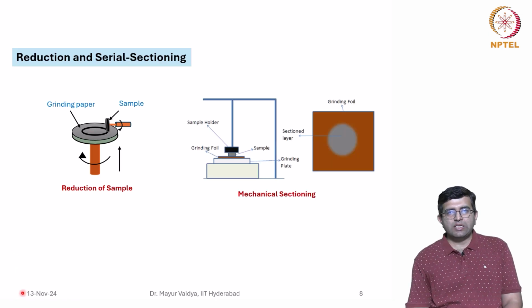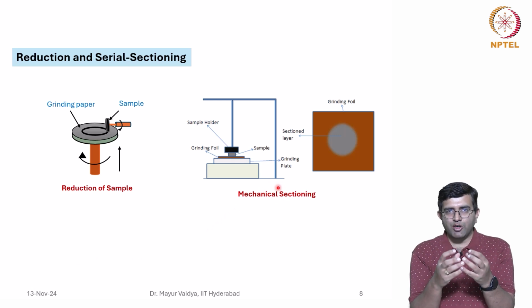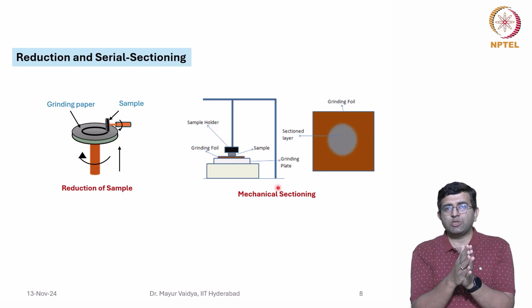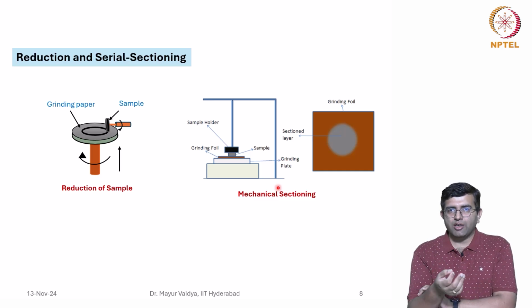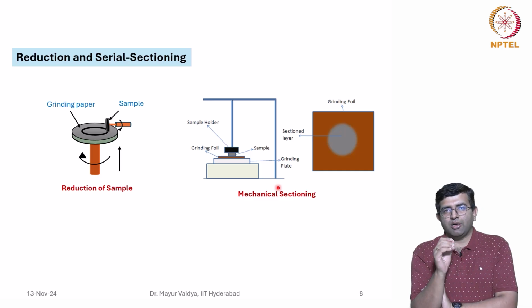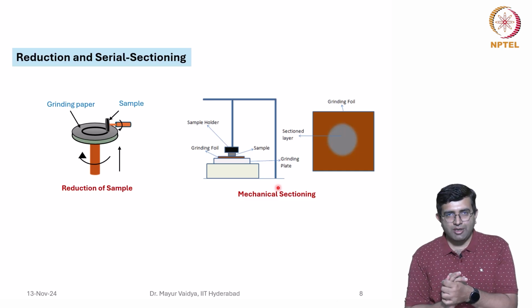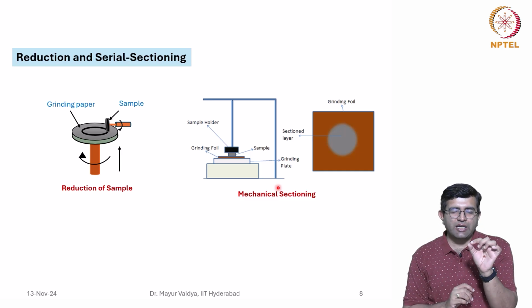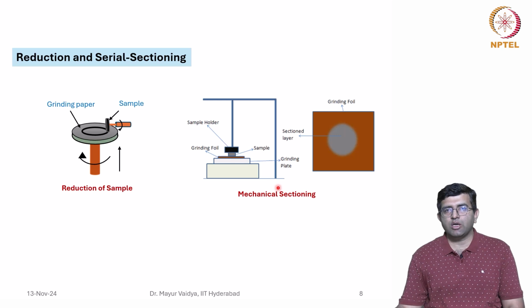Then comes a very important step, the serial sectioning. Here we are talking about diffusion depths which are very, very small. So you cannot use conventional, let us say, wire cutting, because that will provide very thick sections, and this will not lead to statistically reliable data. Although that kind of very fine cutting is used in some alloys which are very soft, in most cases what you do is perform what is known as mechanical sectioning.